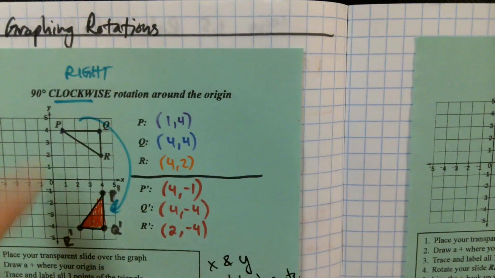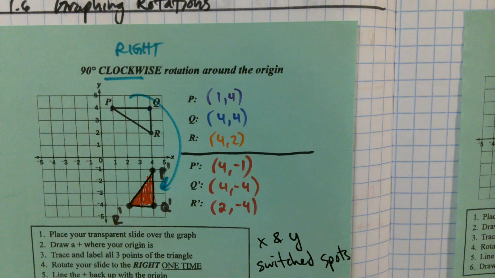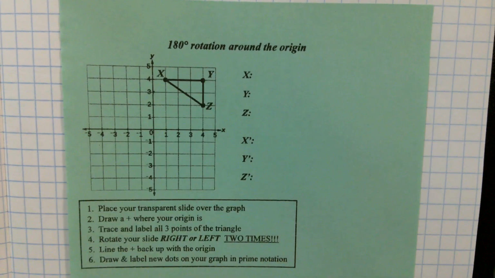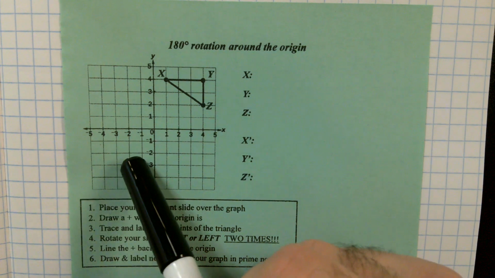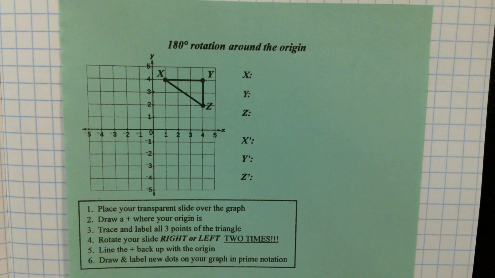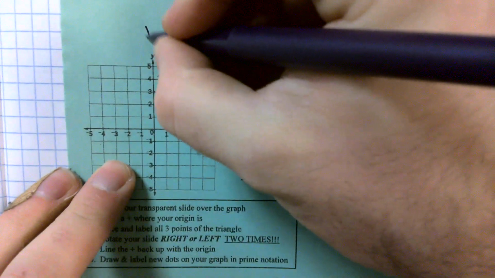Let me ask you this. If 90 degrees is one turn, how many turns is 180 degrees? 2. It's going to be in the third quadrant. That's right. So 180 degrees, let's write this in. 2 turns.